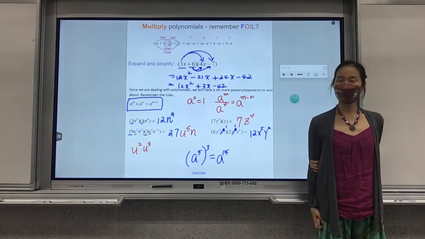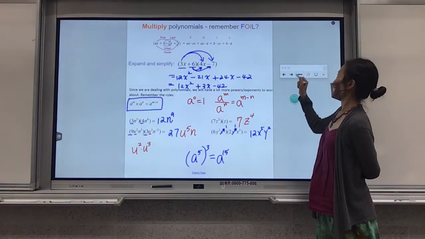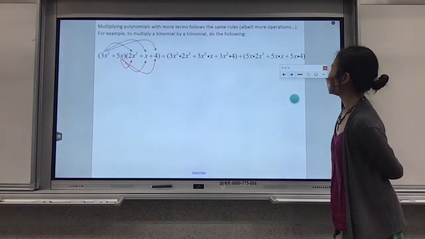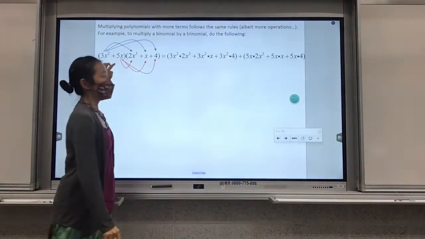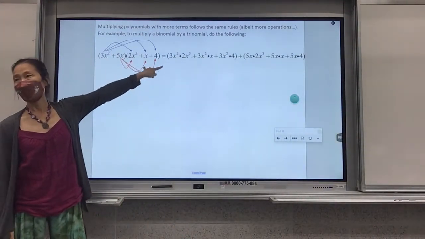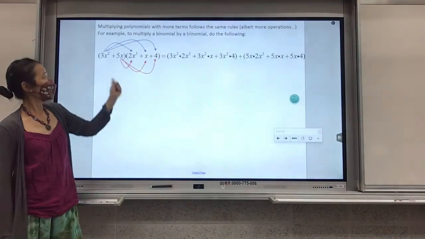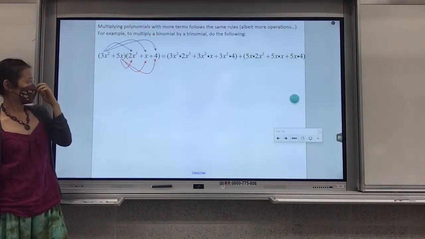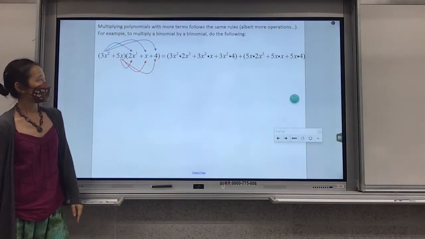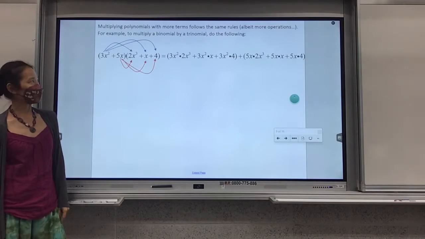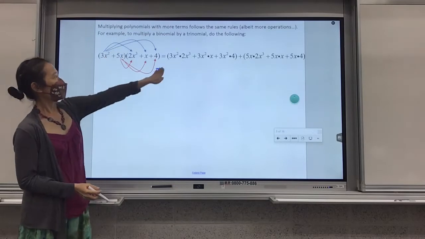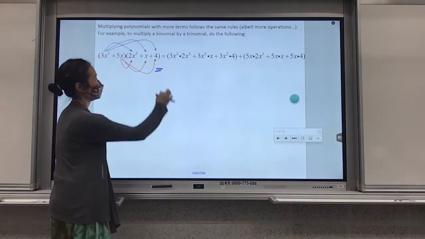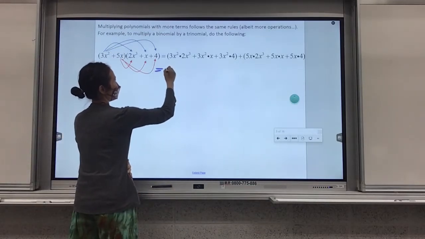Multiply. Okay. Binomial multiplied by trinomial. So when you expand, you're going to have 6 terms. I already wrote this down for you, so we just need to evaluate this.